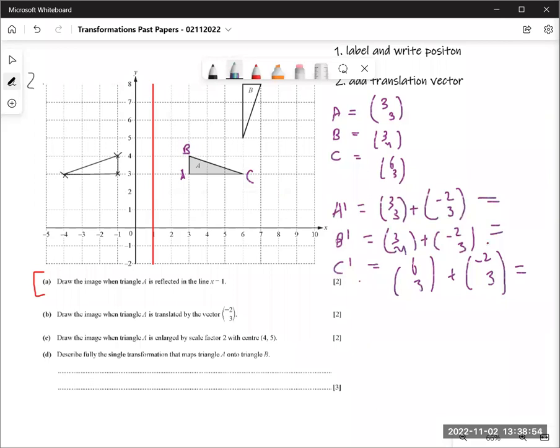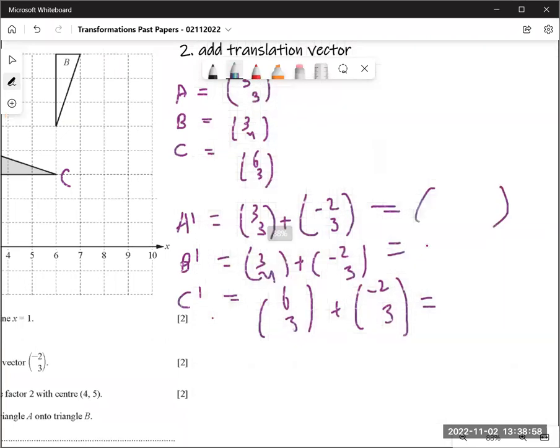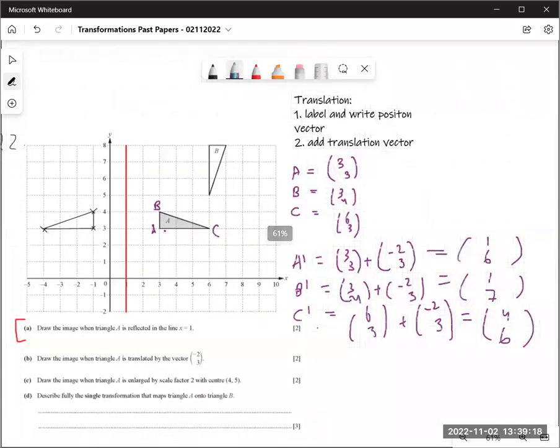I'll tell you the answers. Manvi, tell me the answers for these quickly. Add them. Okay, so A dash is 1 and 6. Anas, check your answer. B dash is 1 and 7. Adding. Okay, now you understand. C dash is 4 and 6.